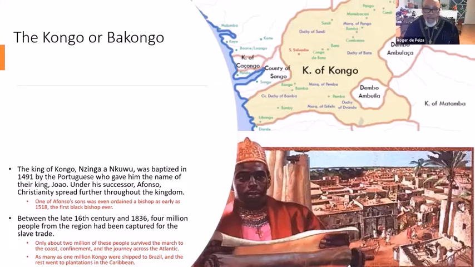2 million of whom survived the march to the coast and the journey across the Atlantic. A lot of them were shipped to Brazil, so you have a lot of Congolese people in Brazil right now. You remember David Rudder had this song, Bahia Girl, talking about the closeness of cultural expression in Bahia and Trinidad, because a lot of these people were taken to Trinidad also.